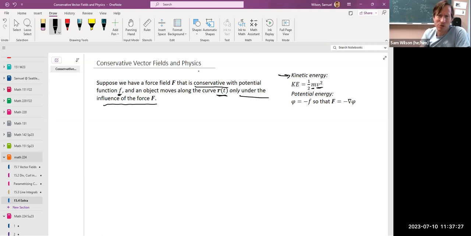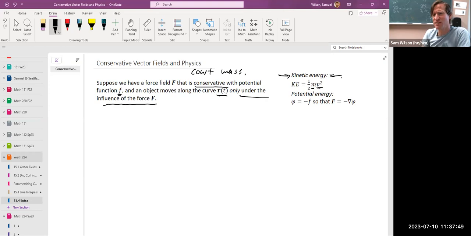But by the way, we're assuming we have a constant mass here. The object that's moving around has a constant mass. If you have an object that's shedding mass somehow as it moves, things get a little more complicated. Not that much more complicated, but a little more complicated. Anyway, so that's one type of energy, kinetic energy.